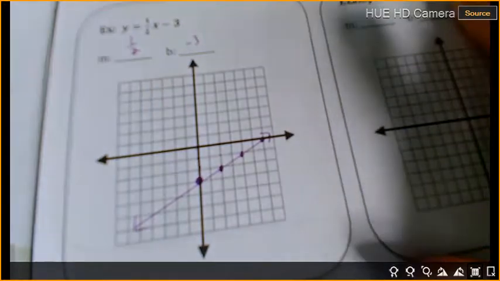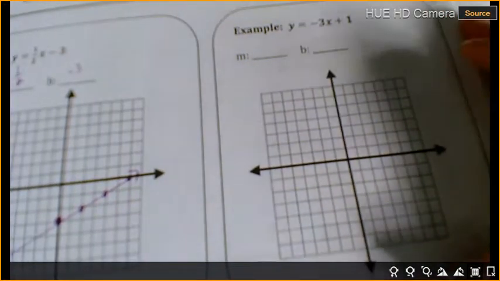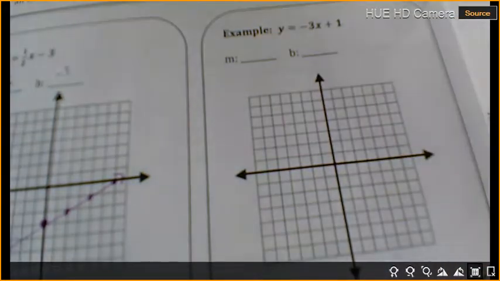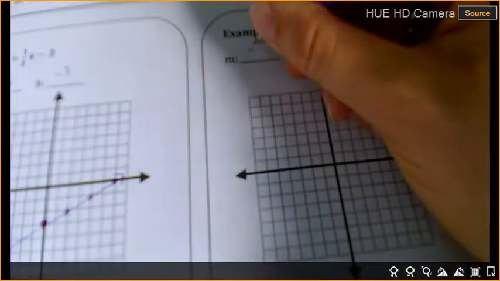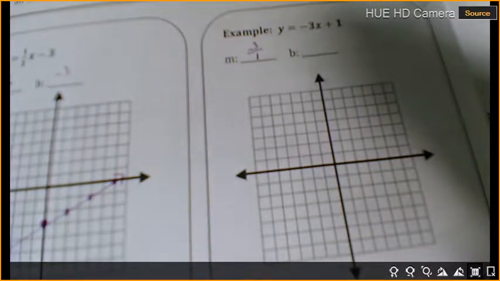Okay, let's look at the next one. Going to try to take it nice and slow because graphing, this is really important. We're going to be graphing much more complicated stuff as time goes on, so you really want to get this stuff. What's the slope of y equals negative 3x plus 1? Negative 3, and we like to put it over 1 so we know what to do. What is the y-intercept?